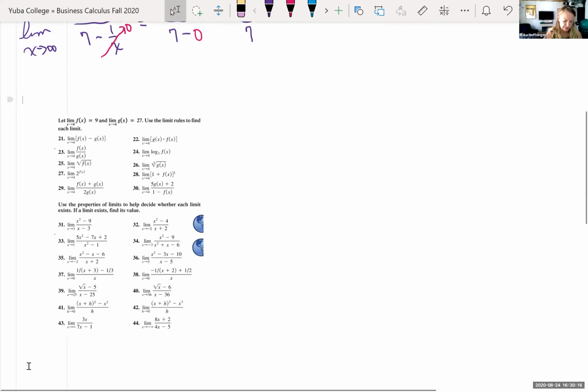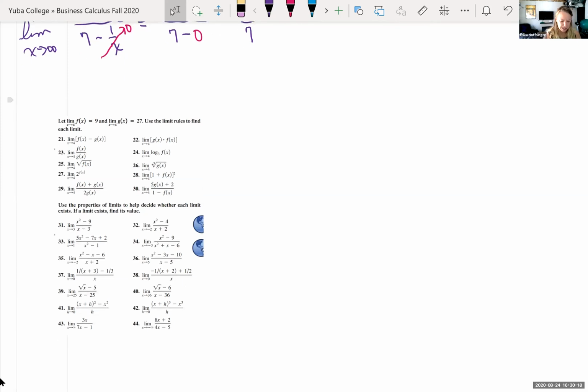So we didn't try one yet where we rationalize the denominator or numerator. So let's look at a different limit. Let's look at the limit as x approaches 36. And we have our numerator as square root of x minus 6 all over our denominator, which is x minus 36.